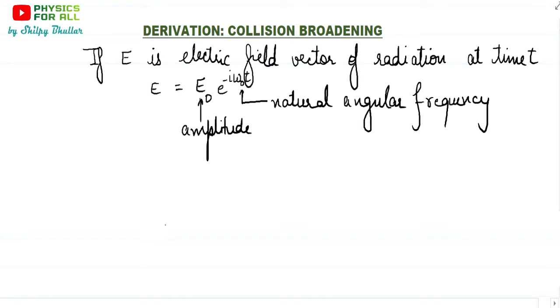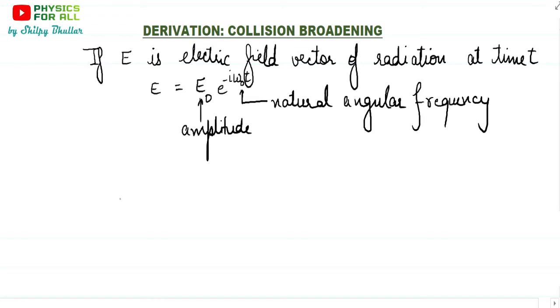Now, a large number of atoms are involved. When we talk of a system like lasers or any sample, we are not talking of just one atom. There would be a large number of atoms. And if the pressure is high or the temperature is high, then there would be collisions. So the large number of atoms would be colliding in a random way, and each atom would experience changes in phase, which gives rise to broadening.